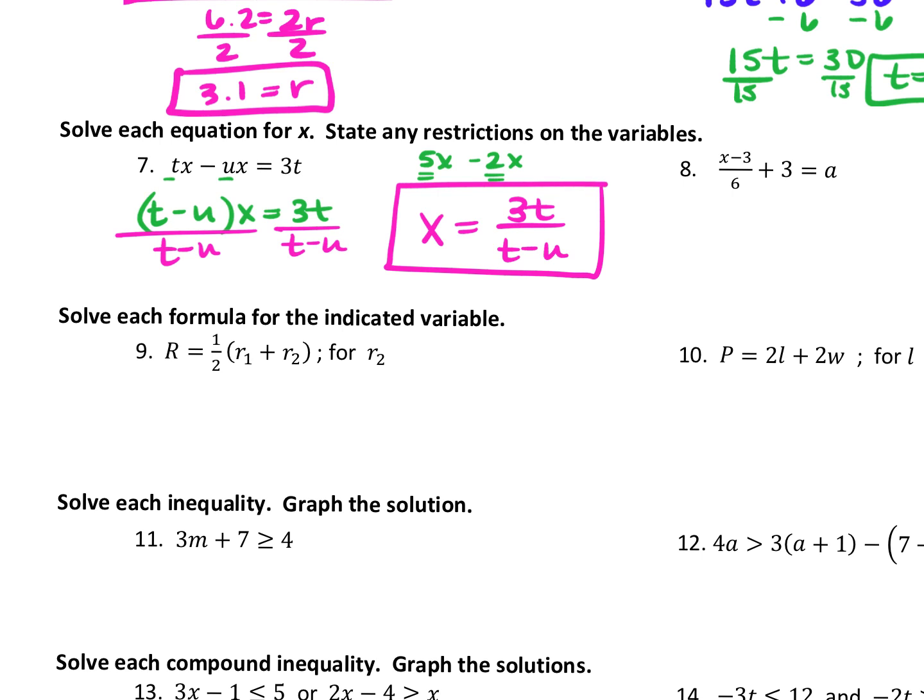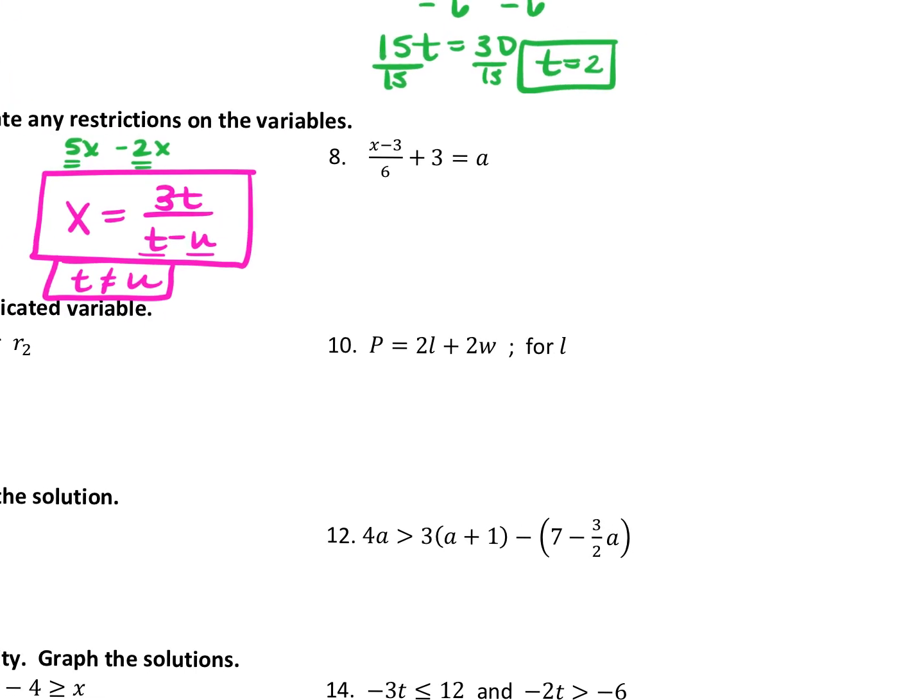Okay, then it says to state restrictions. This one's a little trickier than some of the others that we've done with stating restrictions. You cannot divide by 0. So the only thing that would make this denominator 0 is if your t value was equal to your u value. So your restriction is t cannot equal u. 5 minus 5 would be 0. 7 minus 7 would be 0. So as long as t doesn't equal u, you are good.